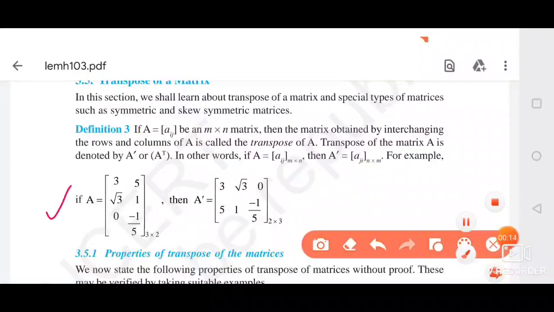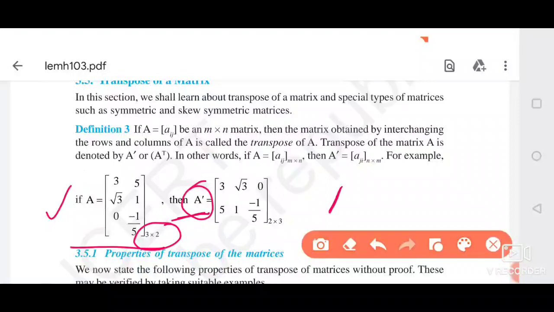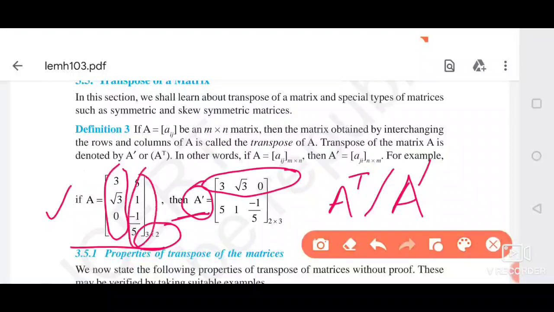Here it is written, if a matrix is given and this matrix is of order 3 by 2, then A dash means it is A transpose. A transpose can be written as A to the power capital T and we can write it as A dash. So A transpose will be the matrix whenever we change this column into rows and this column also into rows. That means the rows will become the columns and the columns will become the rows.